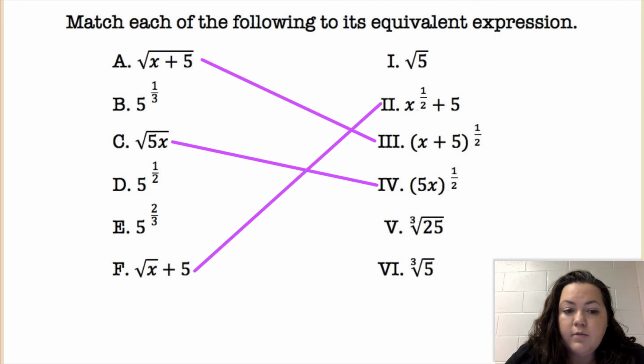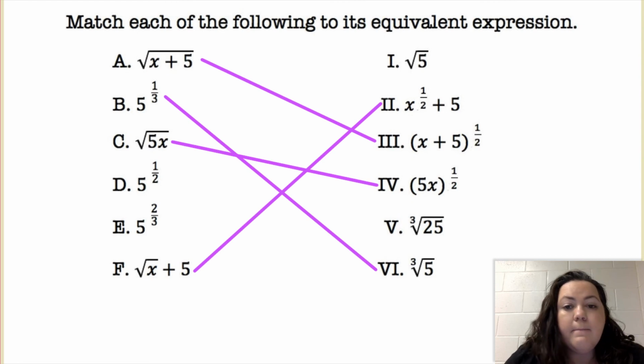All right, so now I'm going to move on to the ones that are written as rational exponents. So 5 to the 1/3 power. My exponent is 1, my index is 3, so it's going to be a cube root of 5. The next one, I have 5 to the 1/2. My exponent is 1, and my index is 2, so it's going to be a square root of 5. And you don't need to put the 2 for the square root as the index.